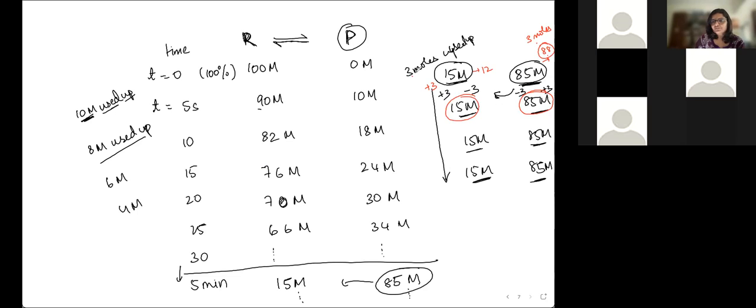So 3 moles of the reactant keep getting used up to produce the product, but an equal amount of the product is getting used up to give the reactant back. So that 3 and 3 keeps getting cancelled, and so your concentration will remain at the same point. Understood, ma'am? Right? Yeah. So that is equilibrium. That's all about equilibrium.